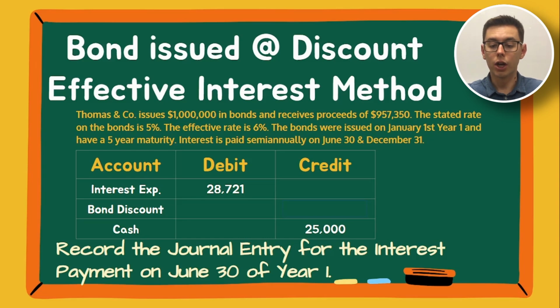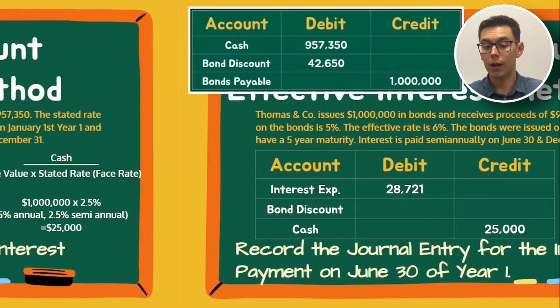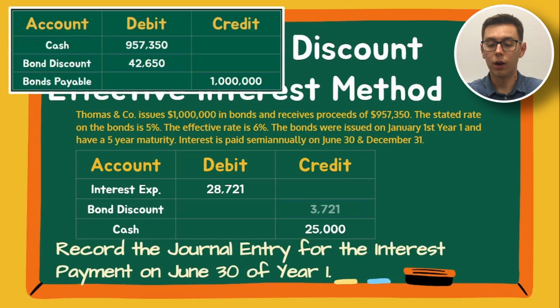$28,721. We know now that the bond discount is going to be our plug, and we need a credit, so we're going to credit that account because originally we debited the bond discount, and we're slowly decreasing it over the life of the bond. So to undo that debit, we're going to constantly credit each interest payment. To calculate that, it's going to be interest expense minus the cash payment. $28,721 minus $25,000 equals $3,721. And that is our credit to balance this journal entry.